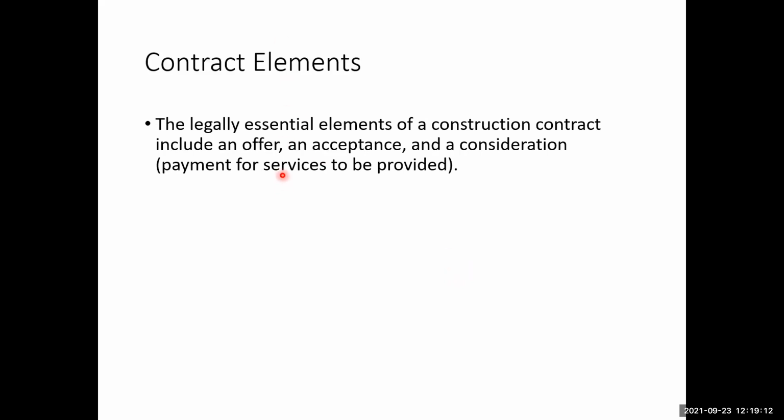The legally essential elements of a construction contract include an offer, an acceptance, and a consideration. So these are the specific terms: offer, acceptance, and consideration. We will describe the meaning of these terms one by one. What is an offer, what is an acceptance, and what is a consideration? These three terms form the elements of the contract.